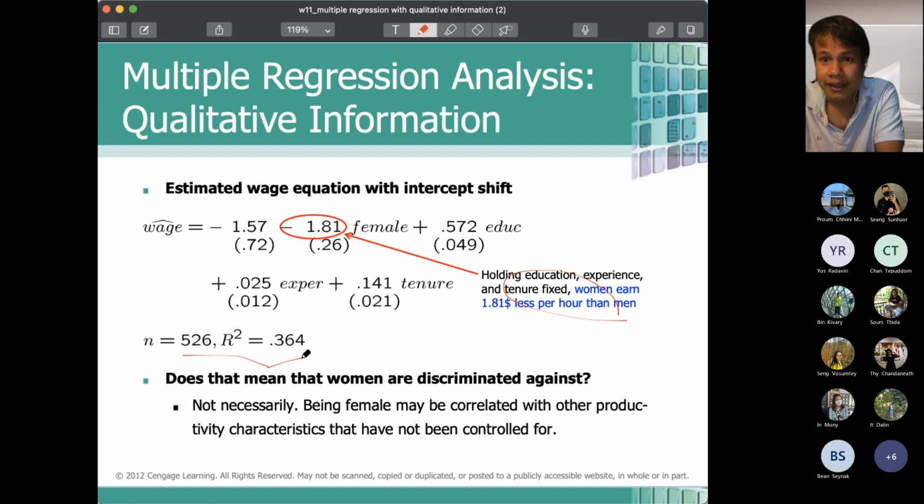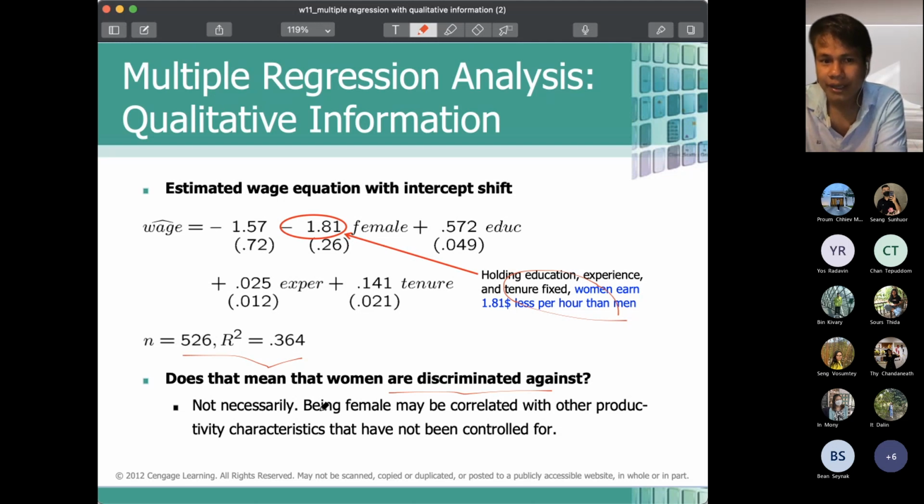All right. What if someone says, based on this result, does it mean that women are discriminated against? Can we say that? Non-economists could say that. Economists could say that only if they properly control for other independent variables. Can you make a causal interpretation with female on wage? It depends. How many variables have you controlled? Can you really say this is that women are discriminated against?